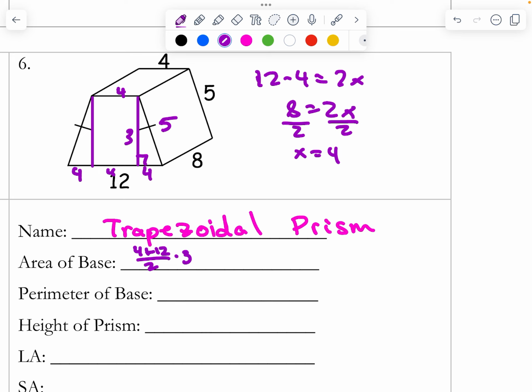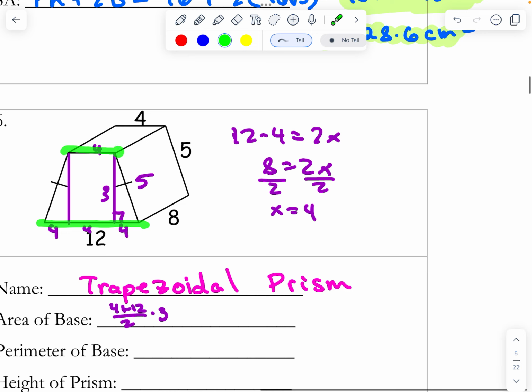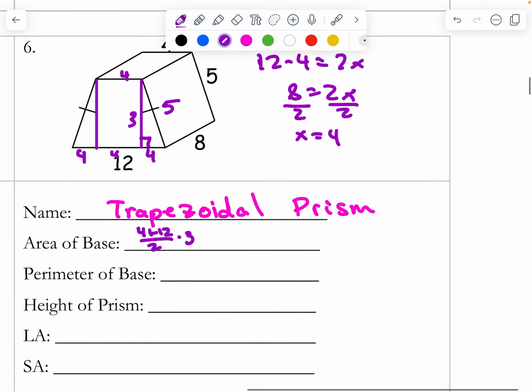But it's going to be 4 plus 12. So base plus my other base, divided by 2, times my height being 3. So that's 16 divided by 2 is 8. 8 times 3 is 24. And I'm not going to put units. Oh, whatever. Let's just put units squared.